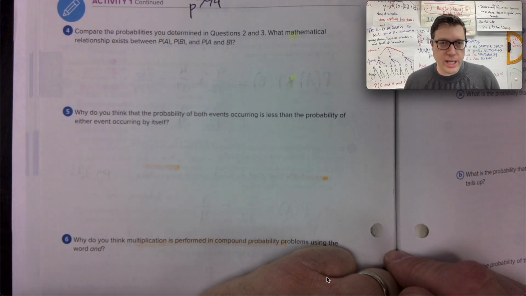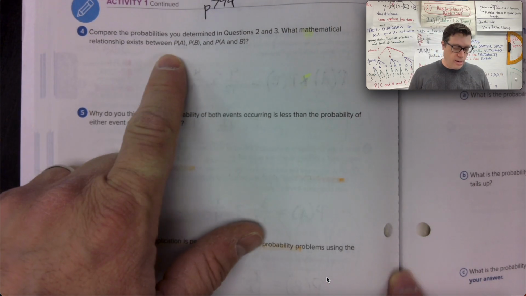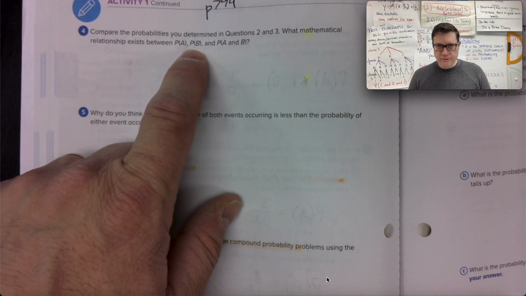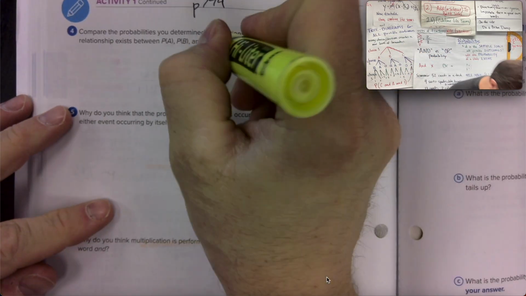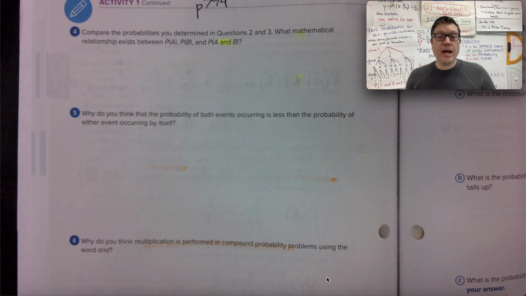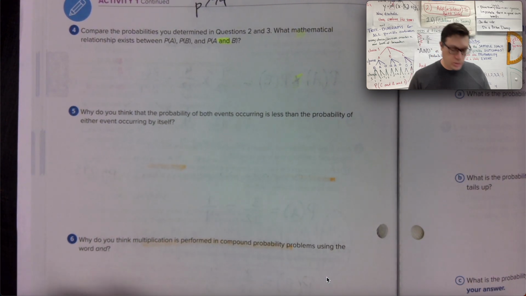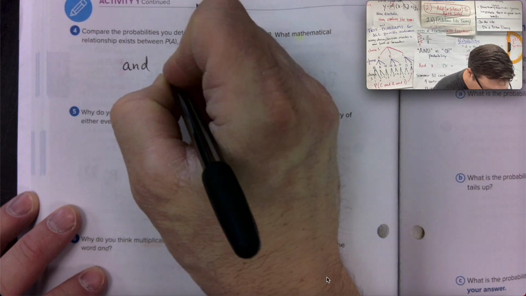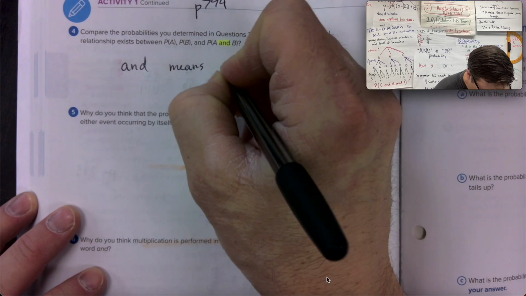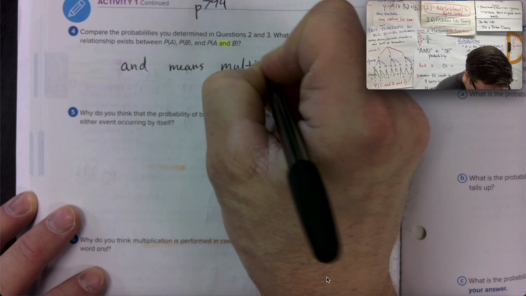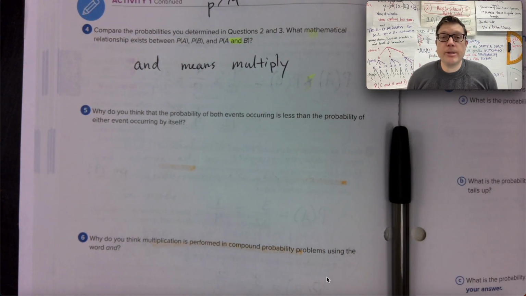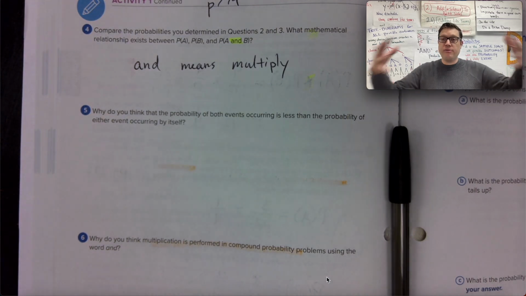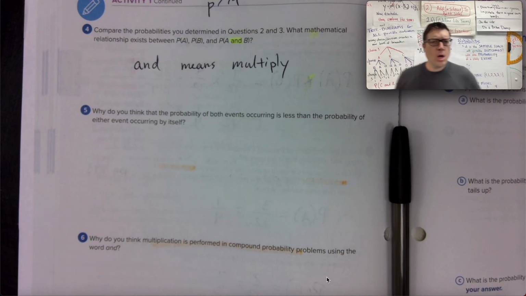What mathematical relationship exists between probability of A, probability of B, and probability of A and B? Remember, and means multiply. As in you multiply the probabilities of those two events to get the compound event where both of them are happening together. What do you think?